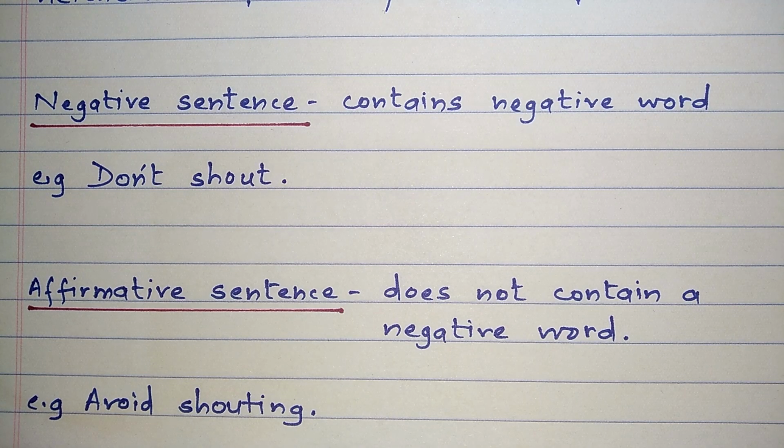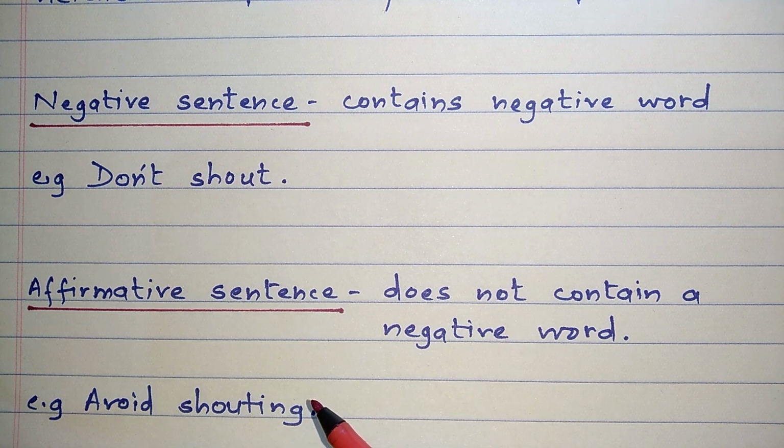अफर्मेटिव सेंटेंस. व्हाट इज एन अफर्मेटिव सेंटेंस? एन अफर्मेटिव सेंटेंस इज अ सेंटेंस विच डज नॉट कंटेन अ नेगेटिव वर्ड. अफर्मेटिव सेंटेंस वो होता है जिसमें नेगेटिव वर्ड नहीं होता है. फॉर एग्जाम्पल, अवॉइड शाउटिंग. Actually, it means the same as don't shout.